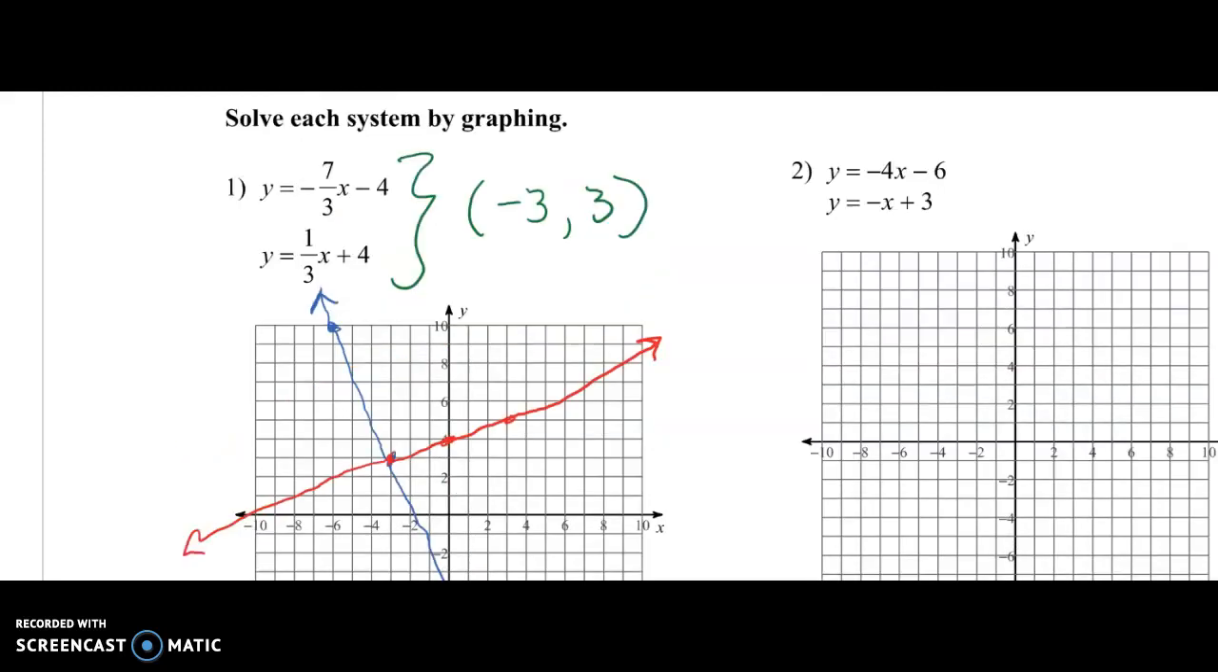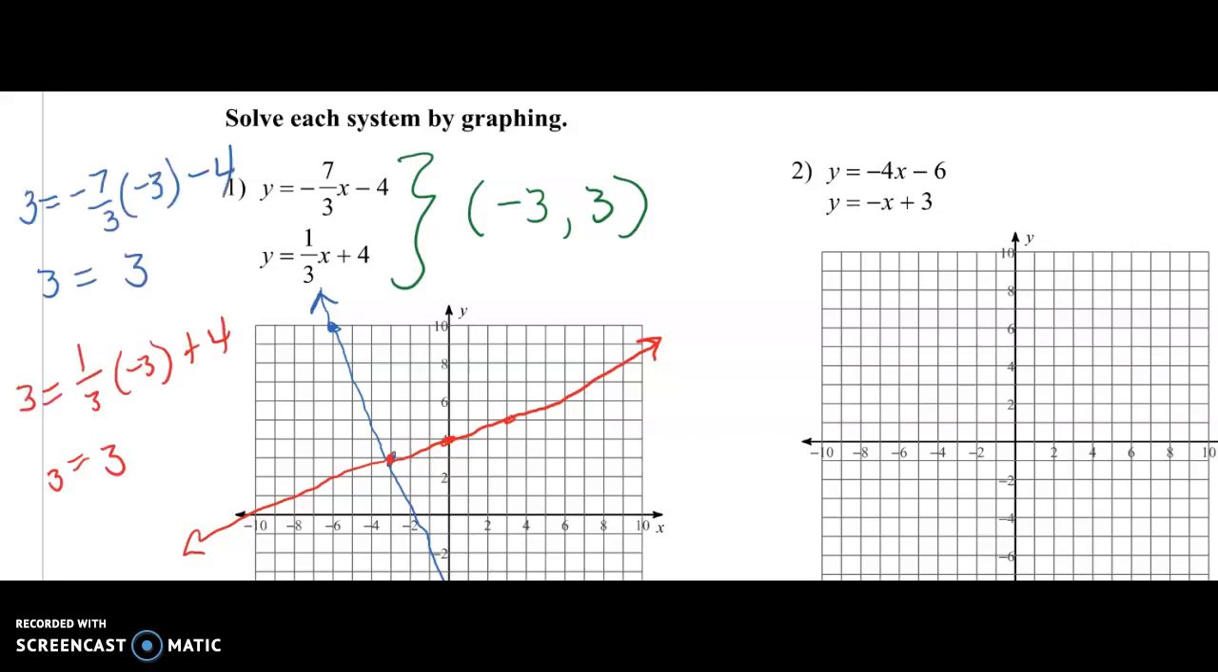Now, the reason why (-3, 3) is the solution is because it's an ordered pair that works for both equations. So if we did a quick check for both, and that means we're plugging 3 in for y and -3 in for x for both equations, we see that it does work. We end up with a statement for each of those that is true. So again, for the ordered pair to be a solution for the system, it must work for both equations of the system.